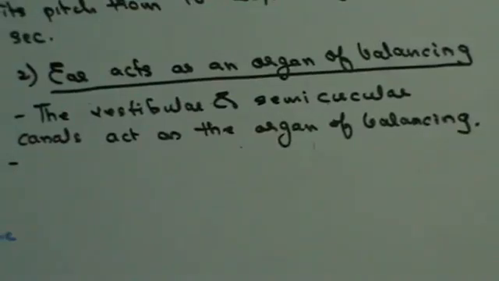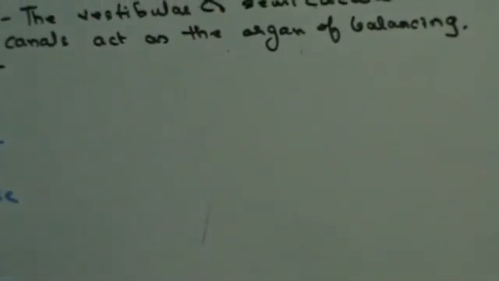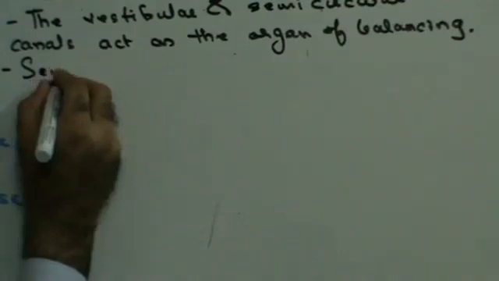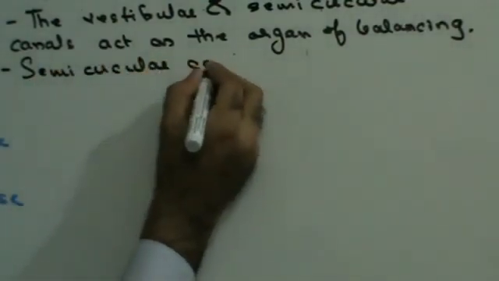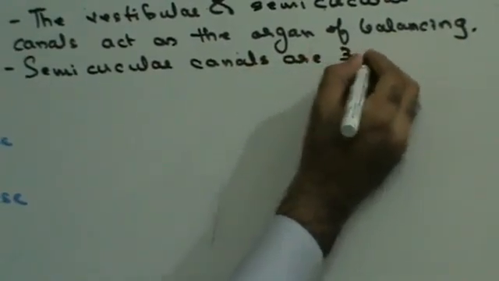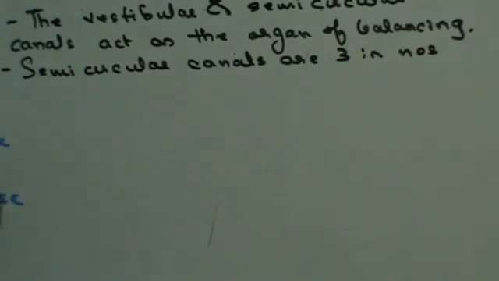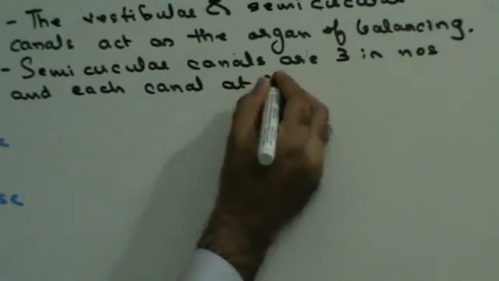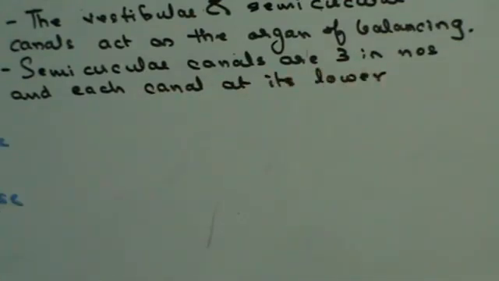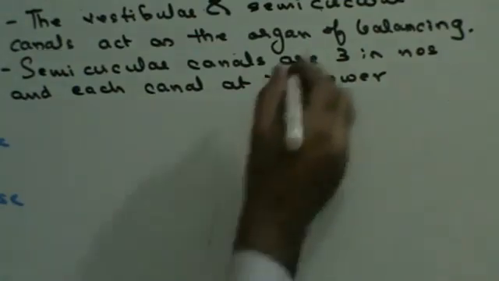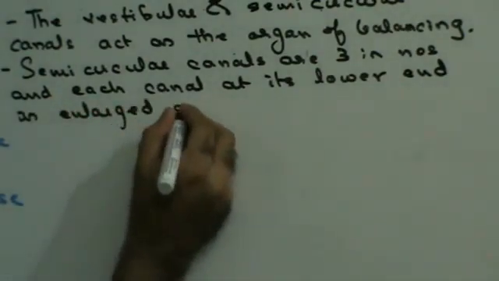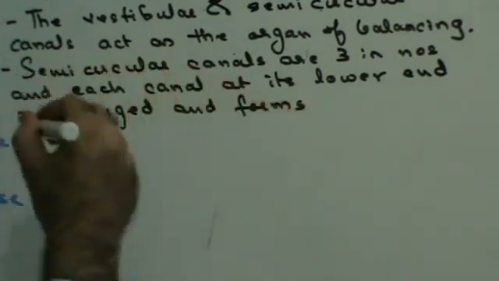The semicircular canals are 3 in number. We have done the structure of the human ear, in which we've said that the semicircular canals are 3 in number, and each canal at its lower end is enlarged and forms the ampulla.